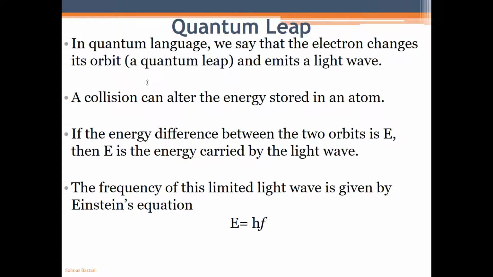Okay, in quantum language, we say that the electron changes its orbit and emits a light wave. This is called a quantum leap. So if the energy difference between the two orbits is E, then the light wave that carries off that energy has a frequency that can again be calculated with Einstein's equation. The frequency of the light that is emitted is related to the difference between the energy of those two levels or two orbits by Planck's constant.